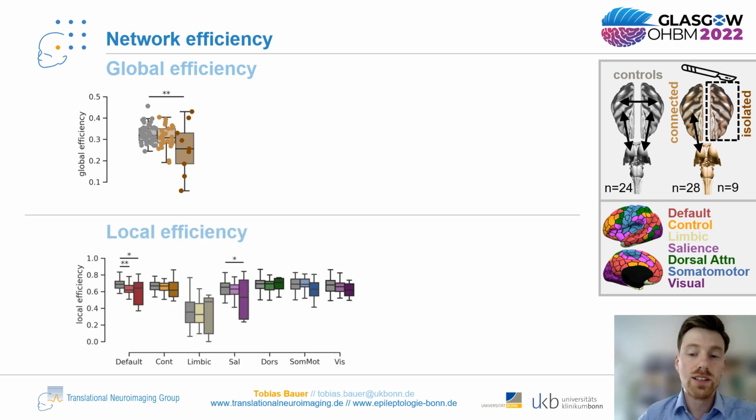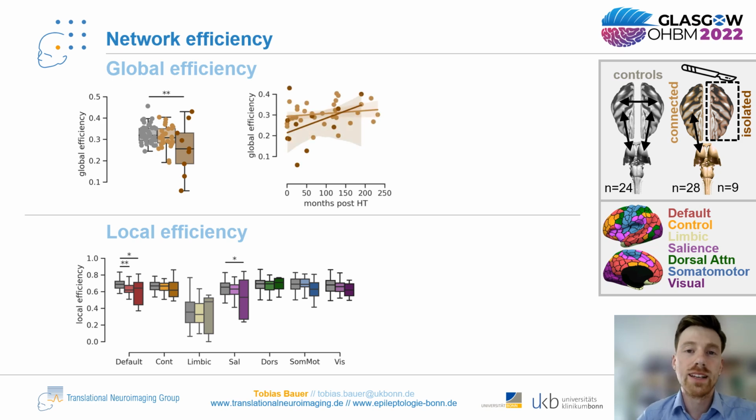In contrast, local efficiency, which is a measure of network segregation: here we found a pattern of slightly reduced local efficiency on the connected hemisphere and even more reduced local efficiency on the isolated hemisphere almost across all networks, while this was especially significant in the default mode network. If we look again at the changes over time, we see that global efficiency increases significantly on the isolated hemisphere, while it remains almost stable on the connected hemisphere.